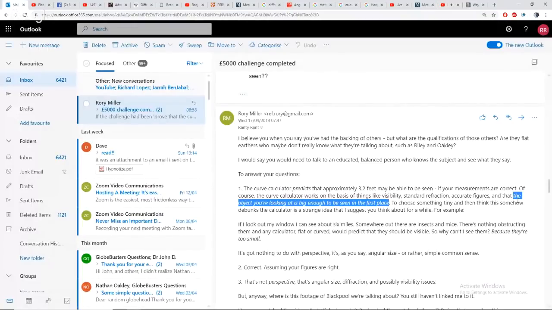Whereas Rory, in his email to me, says that the curve calculator takes into account that the object you're looking at is actually big enough to be seen in the first place. What a joke! He actually believes that the curve calculators presume or presuppose that the objects you're looking at, they take this into account. They already know that there's a limit to things getting smaller in the distance, and they take this into account. What a liar!